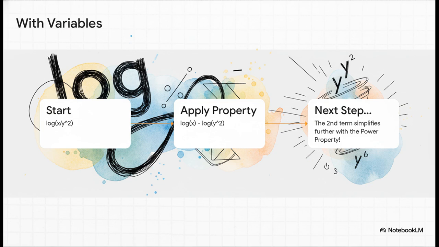And of course, this property is a huge deal in algebra. If we have log of x over y squared, we just apply the rule and get log of x minus log of y squared. This is a great example of how different properties can work together. In fact, that second term can be simplified even more using another rule, and that's actually a sneak peek at the power property, which we'll definitely get into in a future explainer.